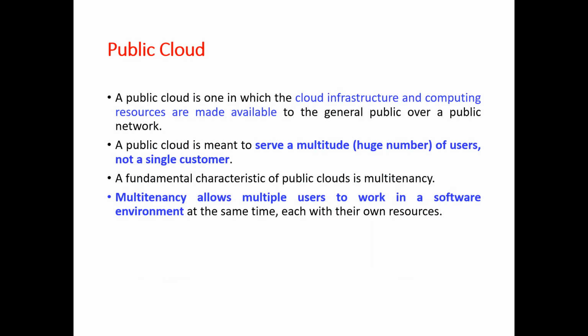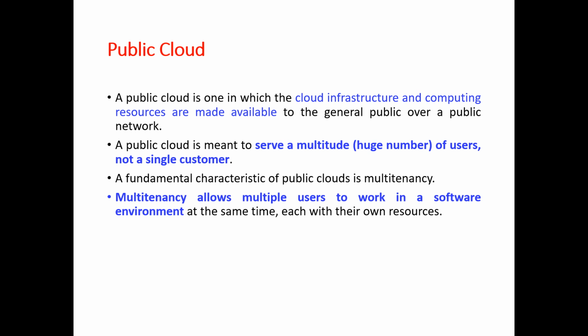Let's see the different types of clouds one by one. The first one is the public cloud. Imagine a real-time example. Imagine you're staying in a hostel. Anyone can book a room after paying the charges. Similarly, in a public cloud, the cloud infrastructure is owned by a cloud provider and shared among multiple users. So that is called the public cloud.